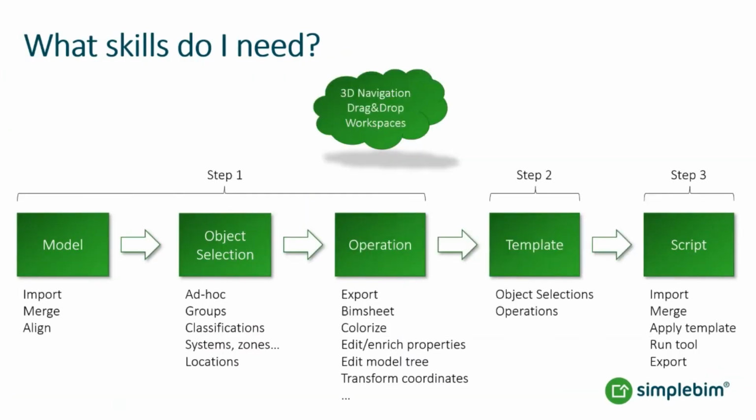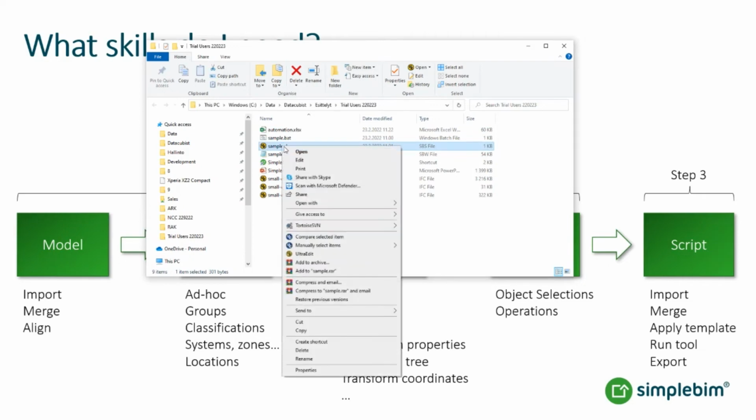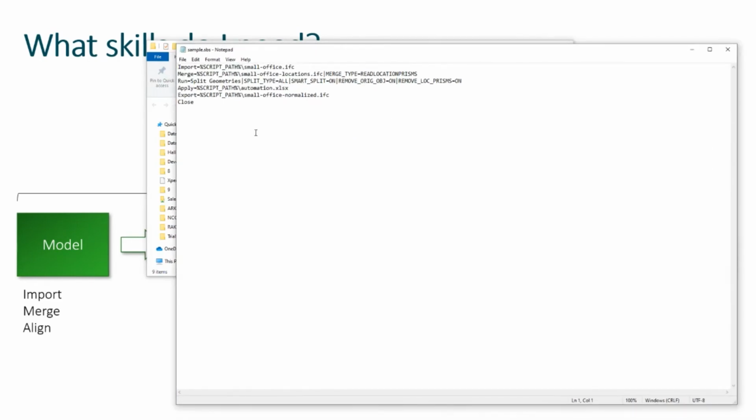And we can look at a script, which is a very simple thing here, a Simplebim script. I open it with Notepad. So you can almost read this. It says import this small office model, then merge some locations to it.